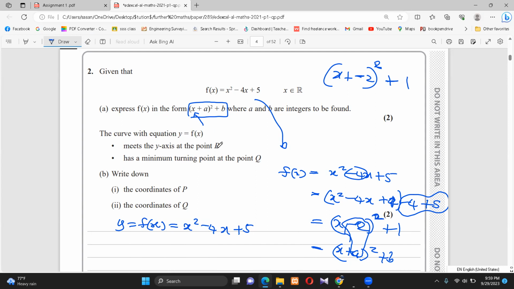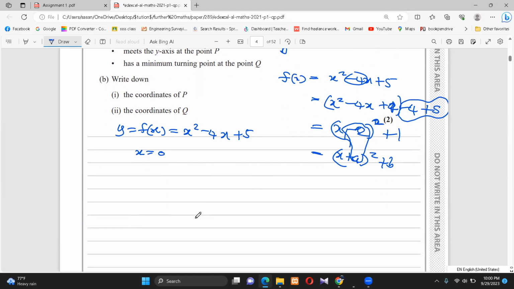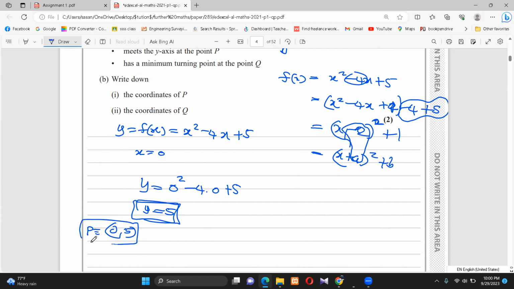Meets the y-axis at point P means x equals 0. When x equals 0, we can find out y, right? y equals 0 squared minus 4 times 0 plus 5, then y equals 5, right? So this is the point (0, 5). This is the coordinate of P. It has a minimum turning point at the point Q, right?